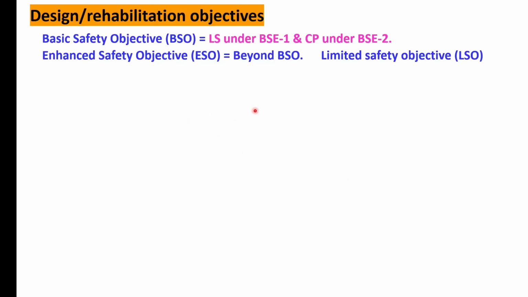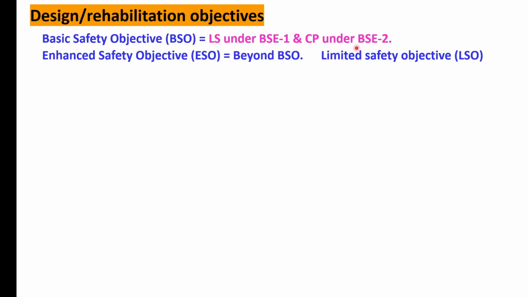So design and rehabilitation objectives are written like this. Basic safety objective, BSO, indicates it should satisfy the LS performance level under BSE-1, the basic safety earthquake that we have discussed in the immediate previous slide. If the structure satisfies LS level under BSE-1 and CP performance level under BSE-2, highest earthquake, lowest performance, if these two are satisfied, we call that the basic safety objective. That is, any structure desirably should satisfy these two.